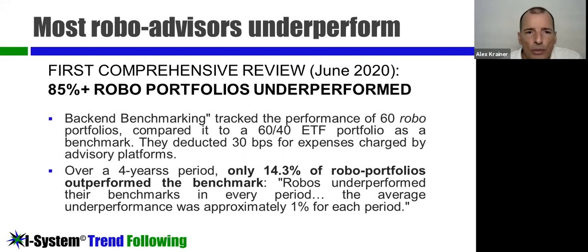What they found is that over a 4-year period, only 14.3% of robo portfolios actually outperformed the benchmark. They found that robos underperformed their benchmarks in every 12-month period sequentially, and the average underperformance was approximately 1% for each period. Here we're talking about real portfolios, about real companies providing robo-advisory services. So this is quite a significant finding.